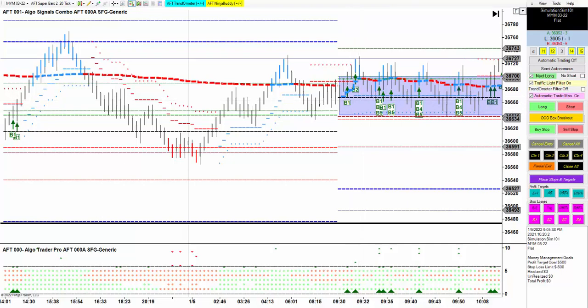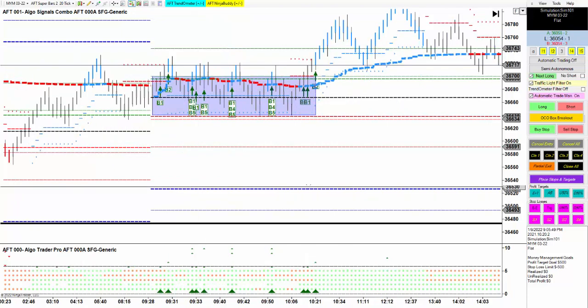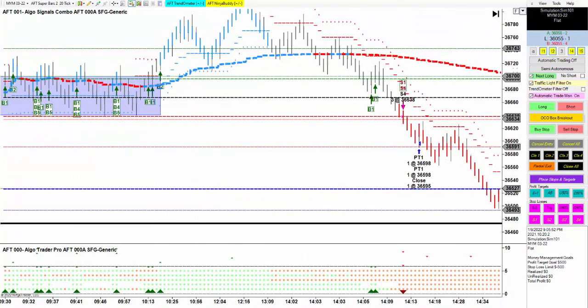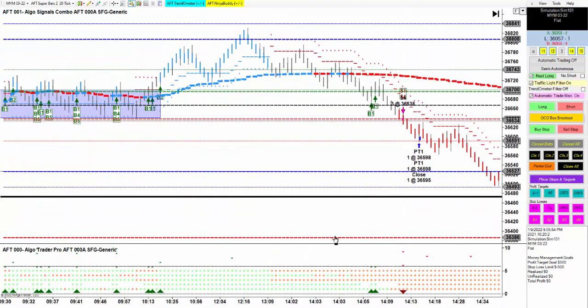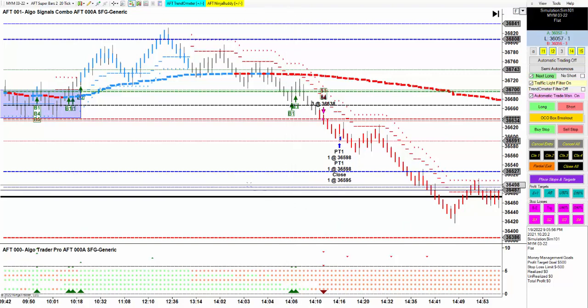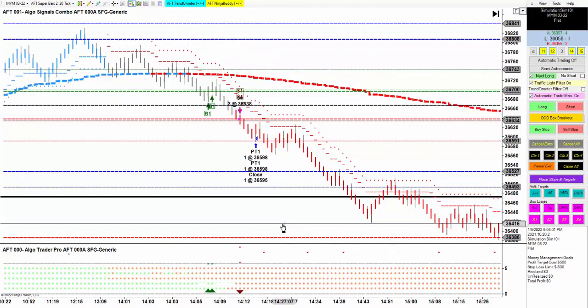So what happened? You can see how choppy it was, right? You had all these signals, nothing got any follow through, which is exactly what we were expecting. So we didn't trade this morning, right? We left it alone. So that's just the value. Now you see what happened, right? Once the news came out, that was around 2 o'clock, right? Which is right back here. The news came out, and then we started getting signals to the short side, and those were good.